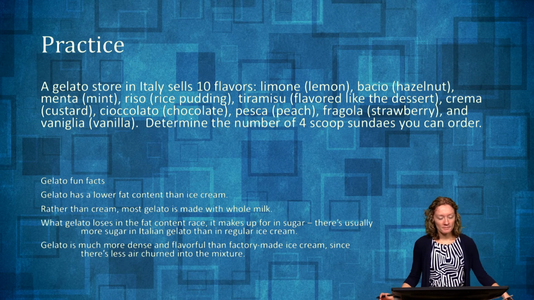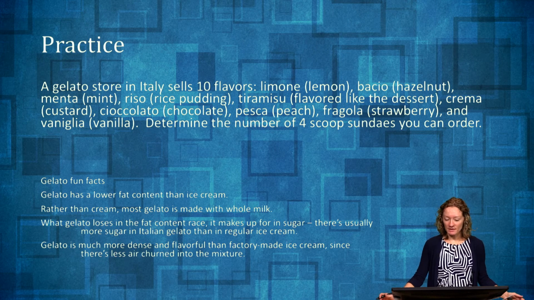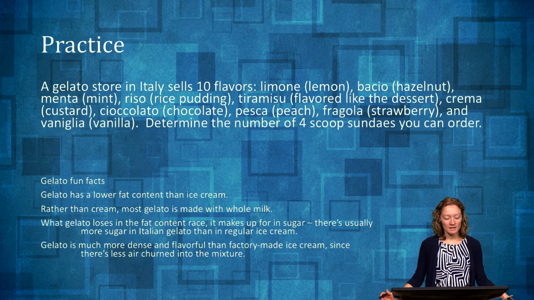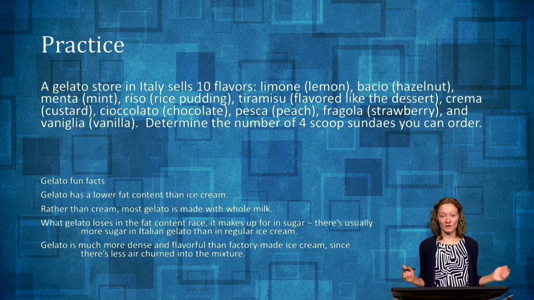Okay, so for this problem, a gelato store in Italy sells 10 flavors: limon, which is lemon; baccio, which is hazelnut; menta, which is mint; riso, rice pudding; tiramisu, flavored like the dessert; crema, which is custard; cioccolato, chocolate; pesca, peach; fragola, strawberry; and vaniglia, vanilla. Determine the number of 4 scoop sundaes you can order. So there are 10 choices. You are picking 4 of them.